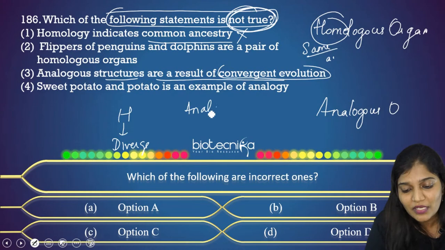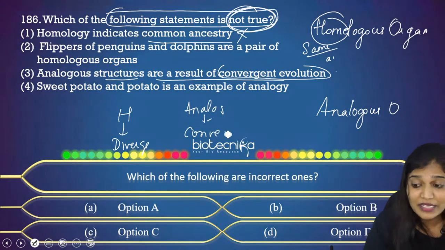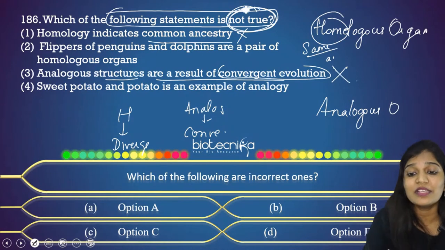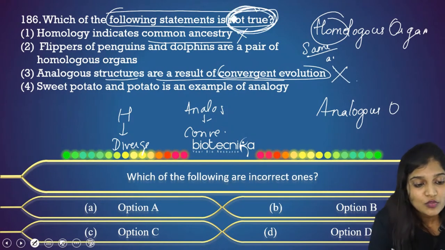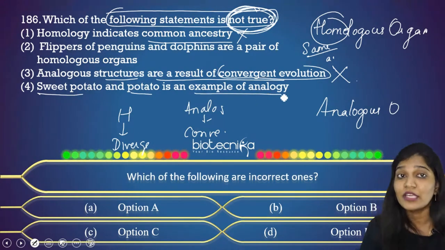Analogous are going to be convergent evolution. So this statement is correct. So I'm going to eliminate this because they asked for the not true statement. Sweet potato and potato is an example of analogy, correct?